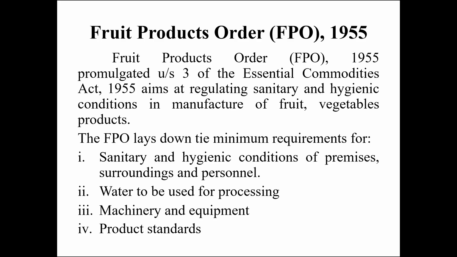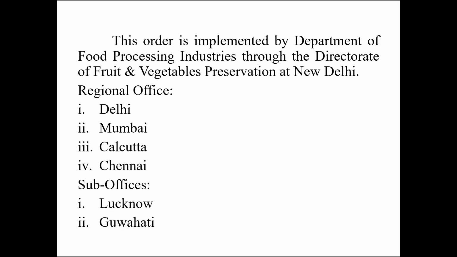This order ensures good quality products are manufactured. It specifies the minimum requirements for sanitary and hygiene conditions of premises, surroundings and personnel, water to be used for processing, machinery and equipment, and product standards. Besides this, maximum limits for preservatives, additives and contaminants have also been specified for various products.